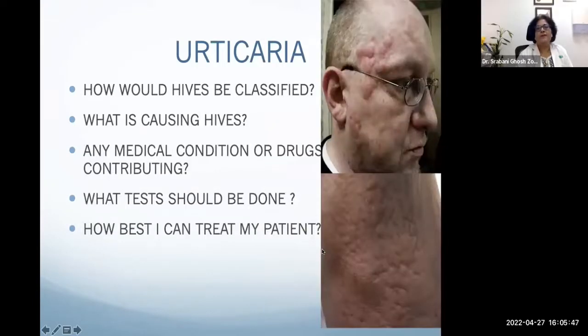So whenever a patient presents with these urticarial lesions, as a physician, you have to ask, how can I classify this lesion? You ask yourself, what could be the cause of this hive? Is there any medical condition or drugs that could contribute to these lesions? What tests should be done? And how best can I treat my patient?